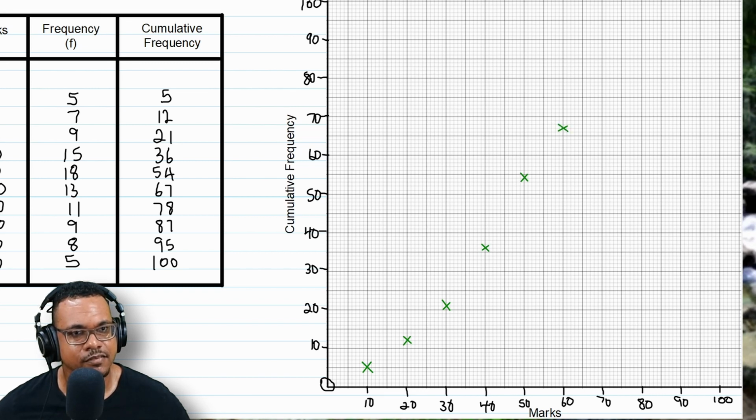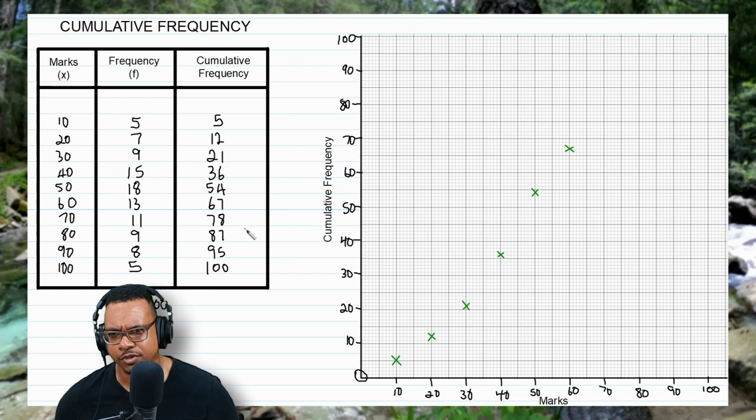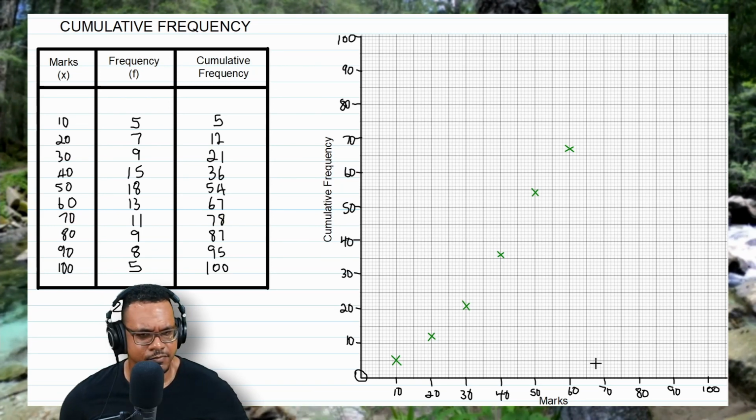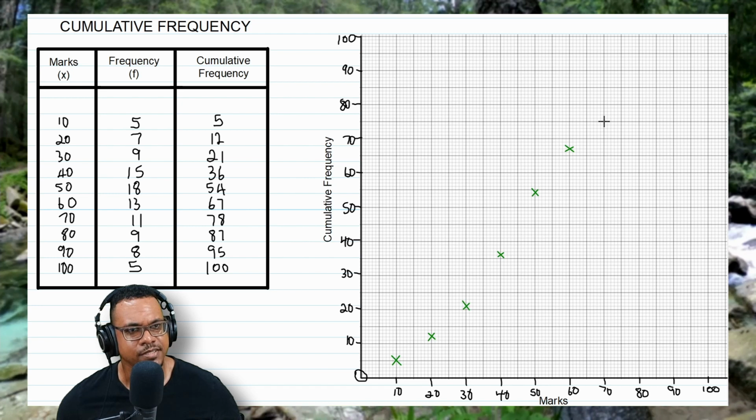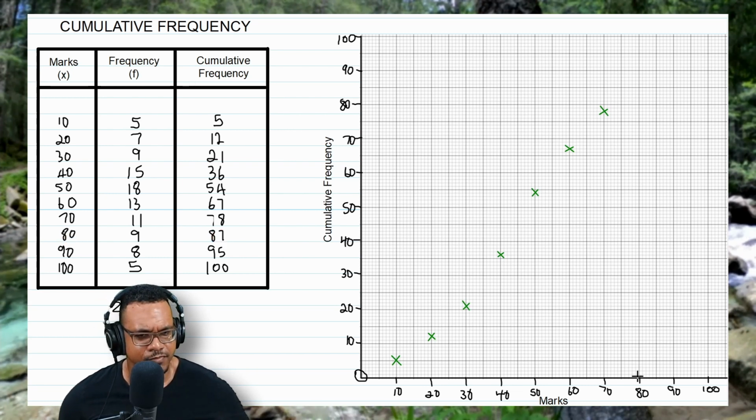Then for 70 on the x-axis, we're going up to 78 on the y. So we come here at 70, go all the way up to 75, which is here, and then count 3 little blocks above that, and that will be 78. Then for 80 on the x-axis, we're going to plot 87 on the y. So 80, go all the way up to 85, which is here. And then 2 little blocks above that will be 87. So 1, 2. And we make our x there.